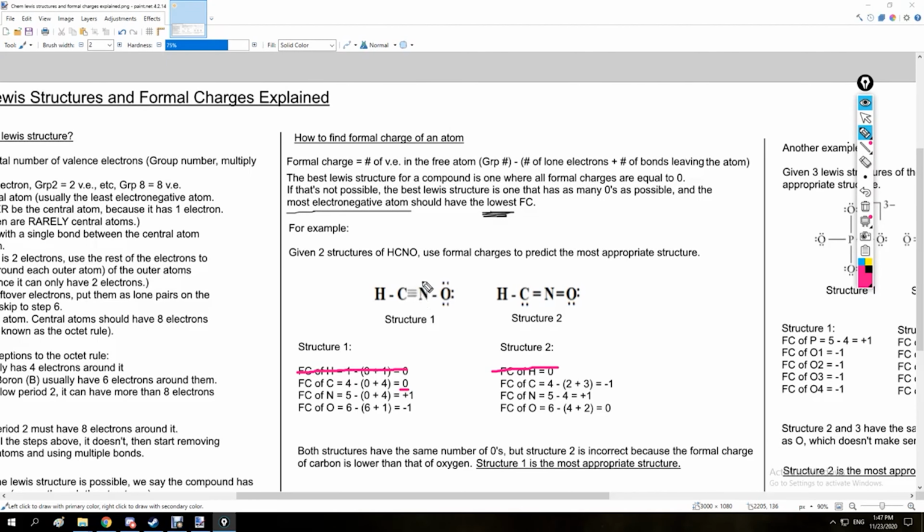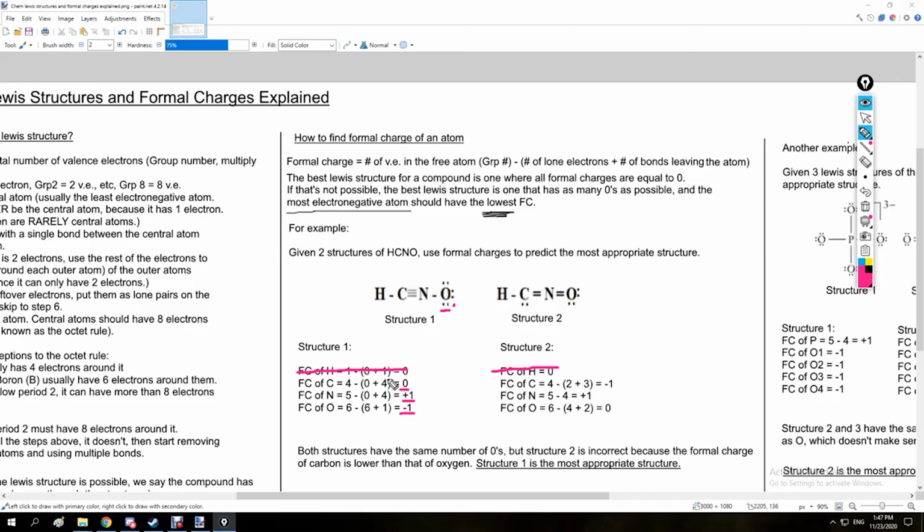For nitrogen, it's 5 minus 4, which is plus 1. Make sure whenever you solve any question on formal charges, if the charge is positive, put a plus. If the charge is negative, put a minus. Otherwise, you will get the question wrong. And for O, it's 6 minus 6 lone electrons plus 1 bonding, so 6 minus 7, so minus 1. That's structure 1. Now we're going to take a look at structure 2.